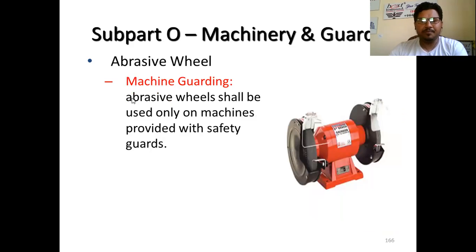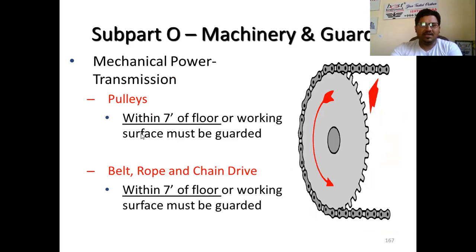So I hope you got the crux of this knowledge, why machine guarding is important. But like, see an example, like an abrasive wheel. Abrasive wheels shall be used only on machines provided with safety guards. Yes, any flywheels or pulleys or belt, rope, chain drives within 7 feet of the floor or working surface must be guarded.